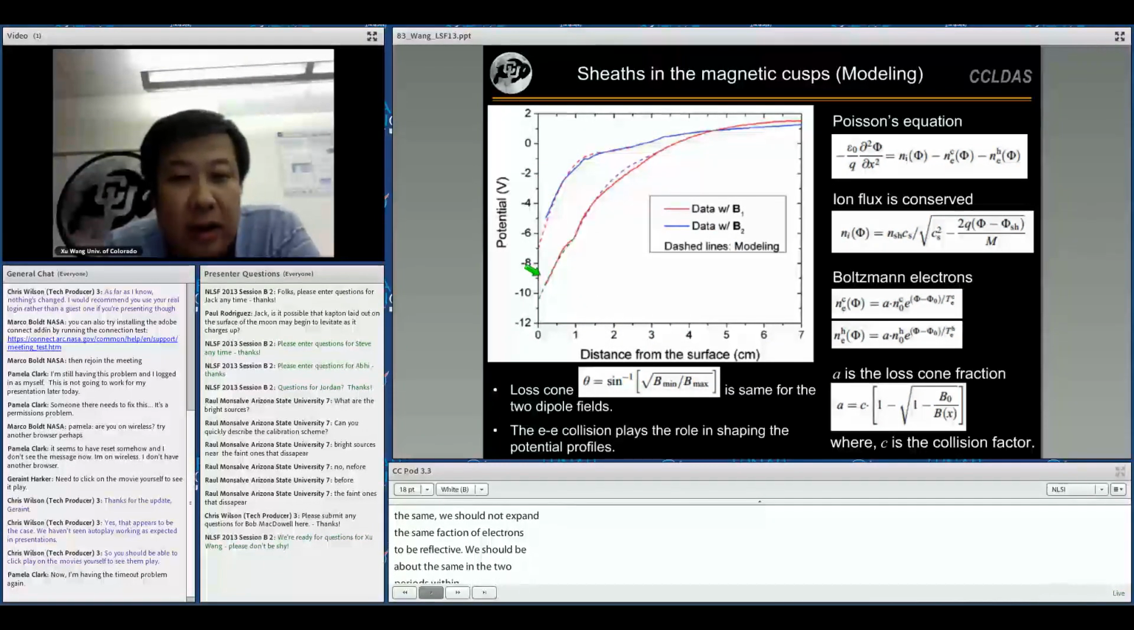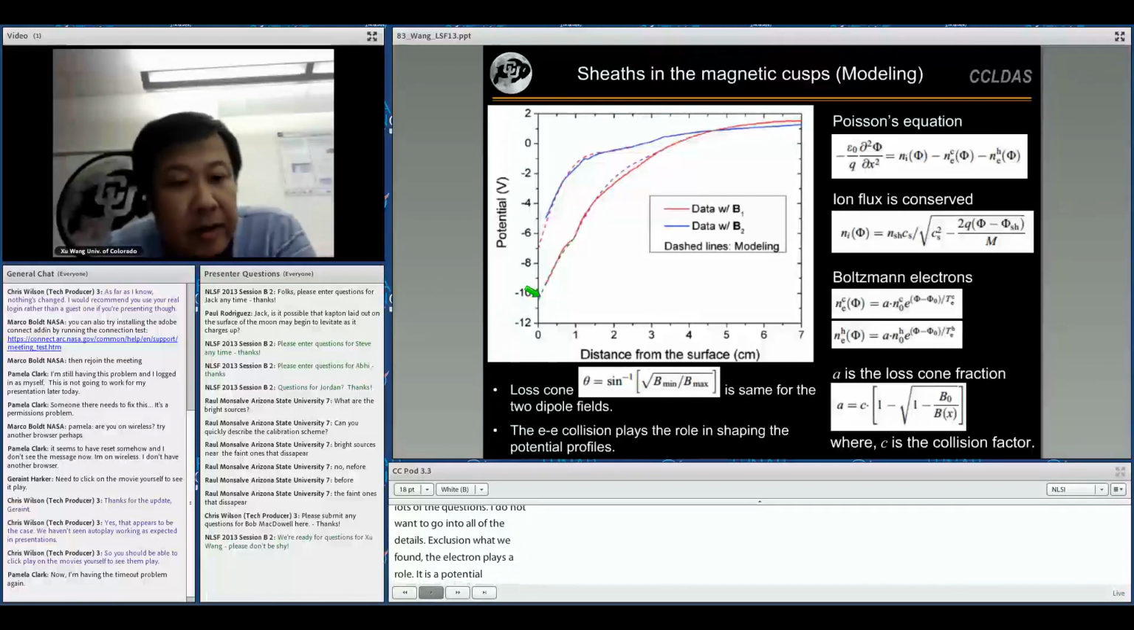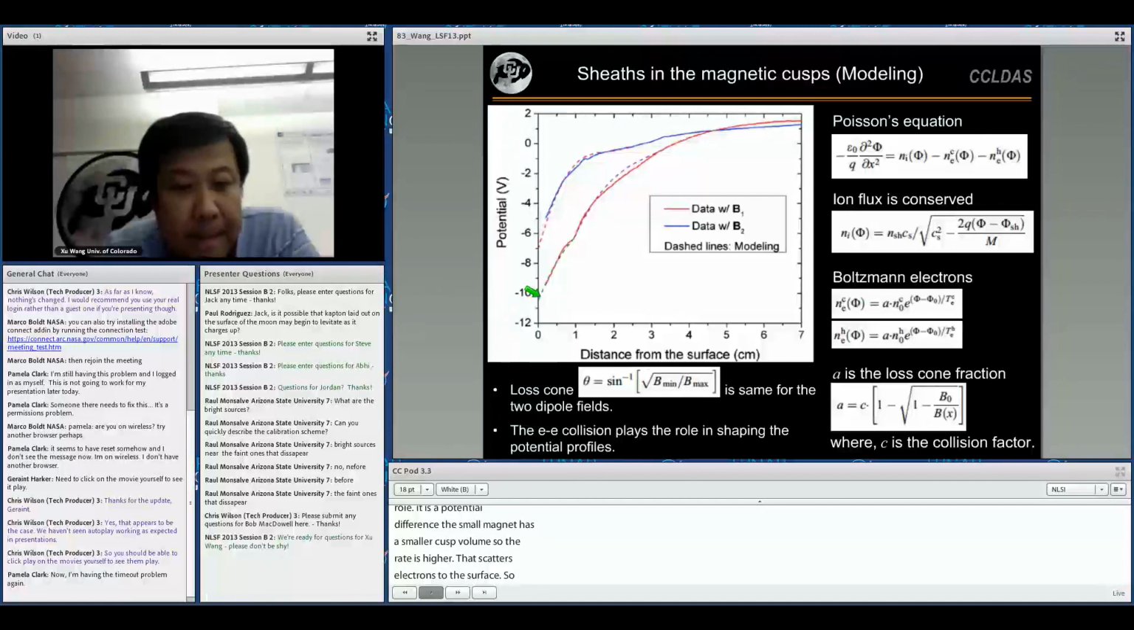So we did the modeling work. I list a bunch of equations, but I don't want to go into all of the details. Basically, we solved Poisson's equation. In conclusion, we found that electron-electron collision plays a role in determining this potential difference. The small magnet has a smaller cusp volume, so the collision rate is higher, and that scatters electrons to the surface. That charges the surface slightly more negative than the bigger magnet.